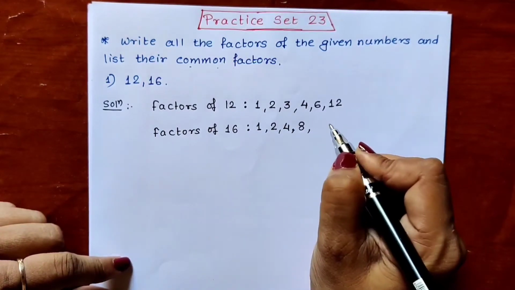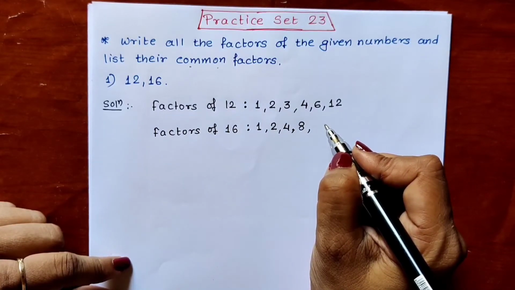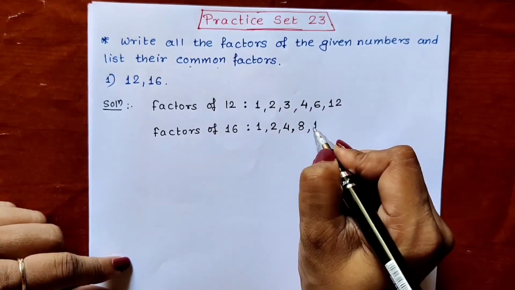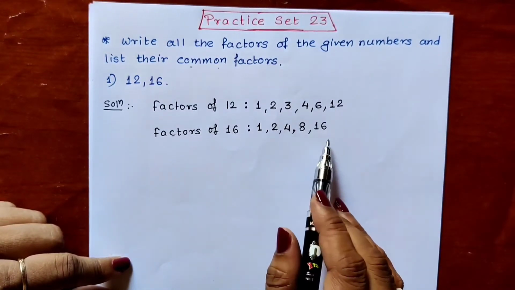Is it divisible by 9? No. Is it divisible by 10? No. 11? No. 12? No. 13? No. 14? No. 15? No. Directly divisible by 16. So in this way we have got the factors of 16 also.